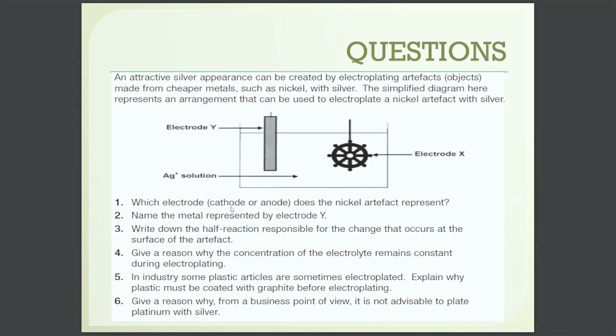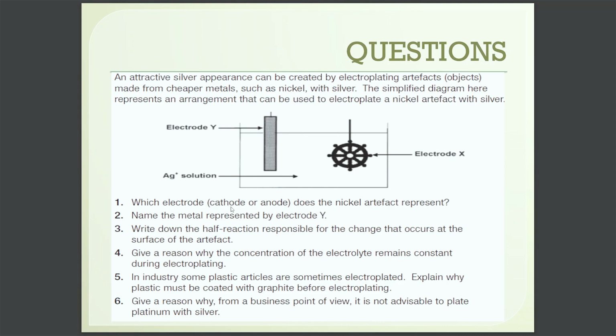Now, Grade 12, we were discussing this content earlier on. I did mention to you that electroplating is a process whereby you are coating one metal using another metal. So it is a process whereby we are trying to improve the appearance of another metal. This is one of those questions where we need to apply and solve. So I'm looking at the setup with electrode X, the silver solution, and electrode Y.